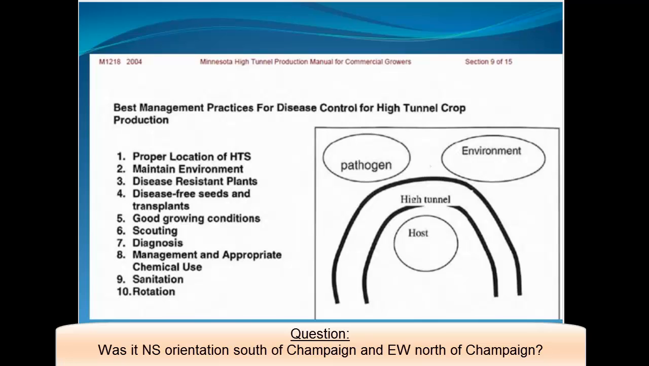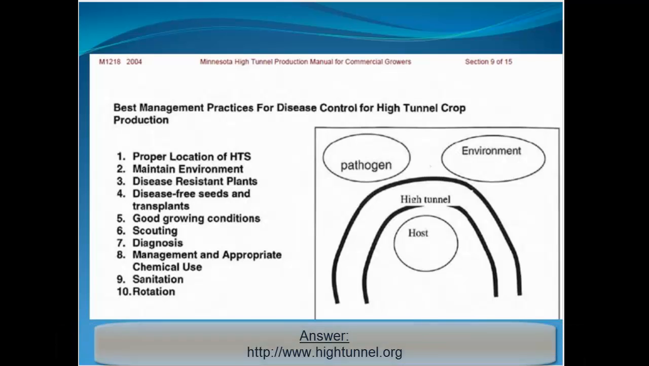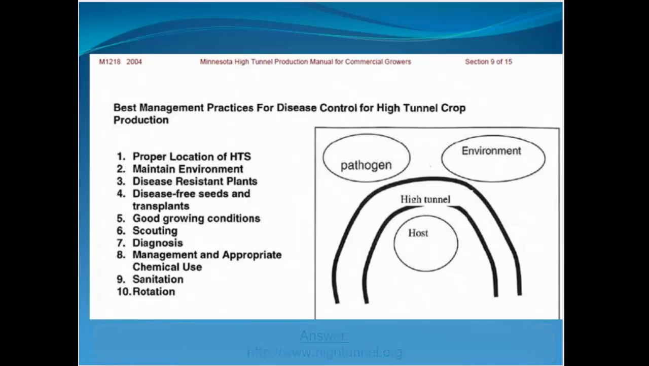Was it north-south south of Champaign, and east-west north of Champaign? Yeah, I don't want to use Champaign as the exact cutoff. If you go to hightunnel.org, the website, you can look. They give you an exact parallel, and I don't remember which one it is, for where we do that switching. But I can tell you it's very near Champaign-Urbana as being the parallel at which point we start switching the orientation on those houses. Again, back to the prevailing wind real quick. We don't want to align the tunnel so that the long axis is parallel with the prevailing wind. We want to be able to get cross ventilation when we have the sides lowered.